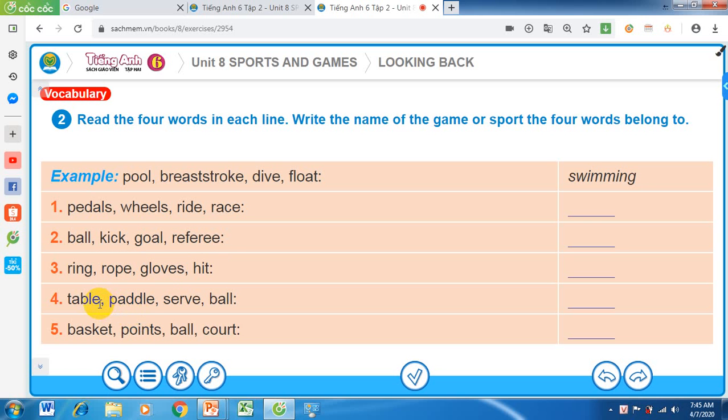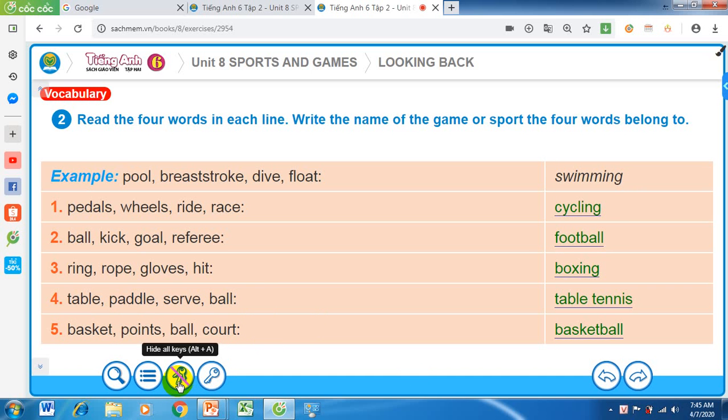Number 4: table, paddle, serve, and ball. You only need some words here: table, paddle, and ball. You can know it is table tennis. And number 5: basket, points, ball, and court. Yeah, it is basketball, of course. Okay, that's all the answers.